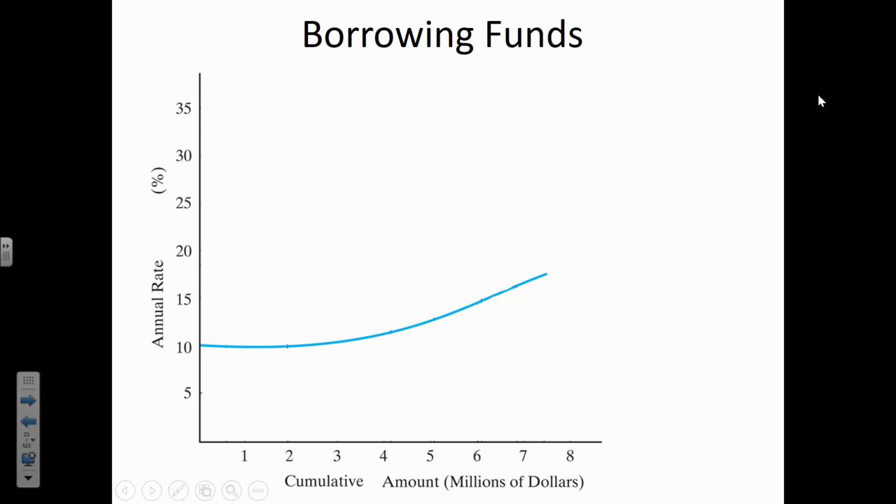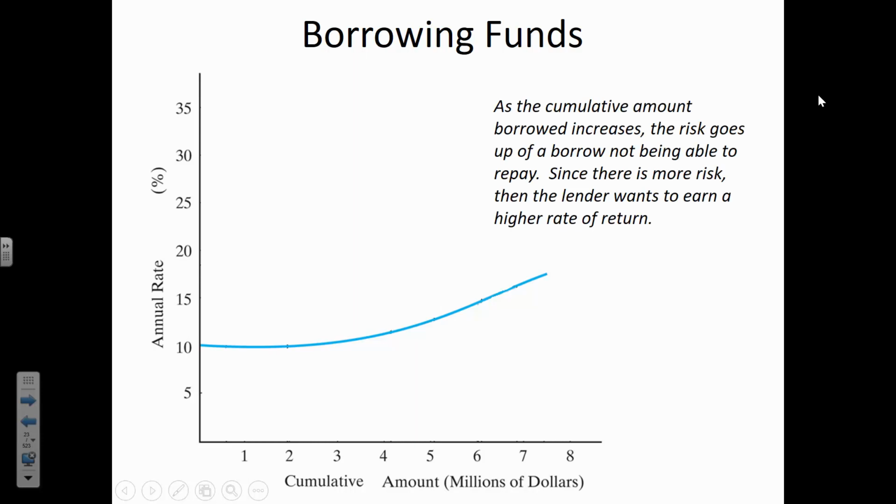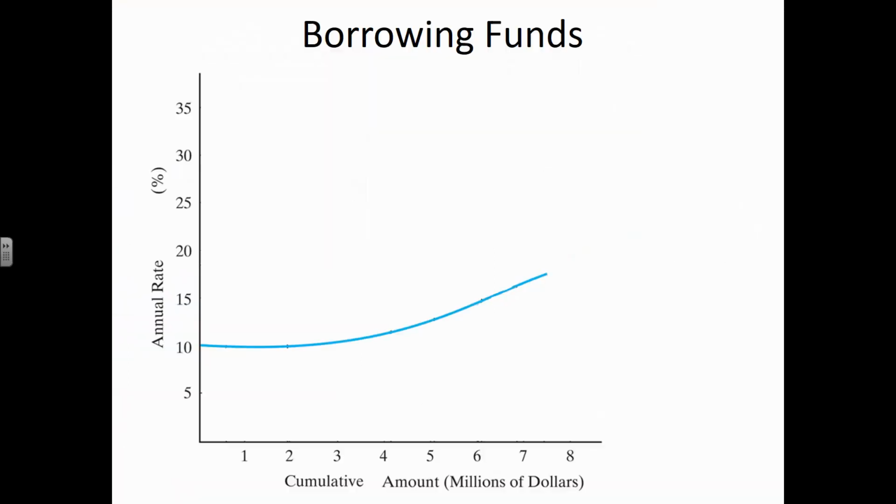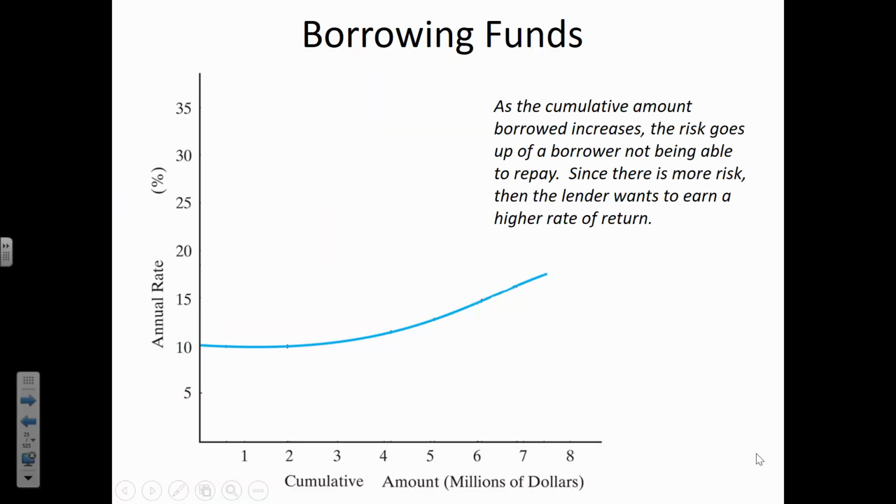And so here's how I put it. This isn't in your notes, so I encourage you to write it down in the margins if you're able to take notes. As the cumulative amount borrowed increases, the risk goes up of a borrower not being able to repay. Since there's more risk, the lender wants to earn a higher rate of return. So if I was going to ask you to tell me a story about this picture, or summarize the trend in a quiz or an exam, this would be a good response for that image.